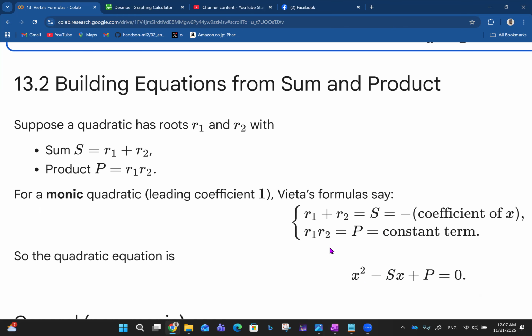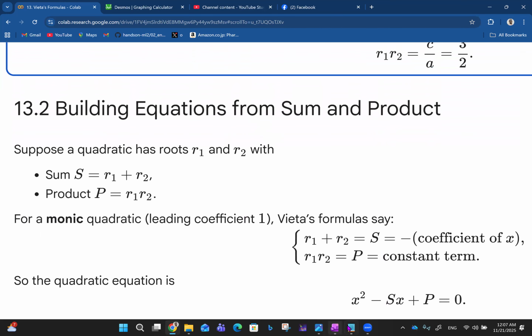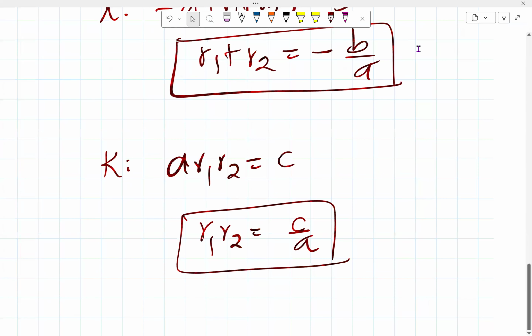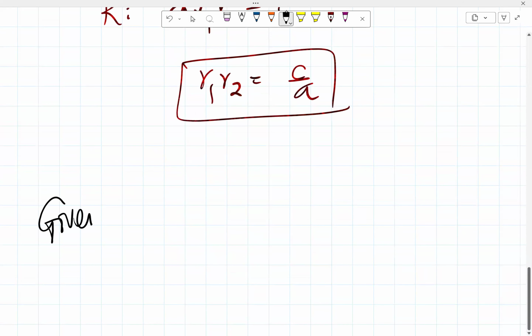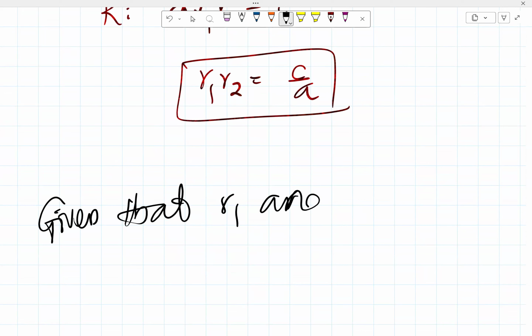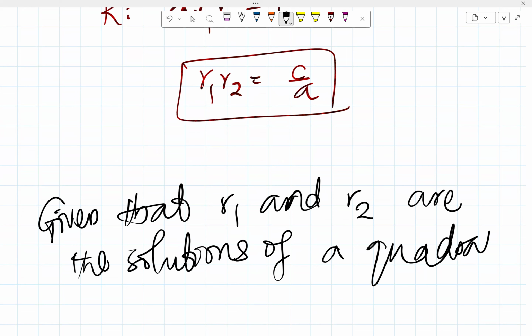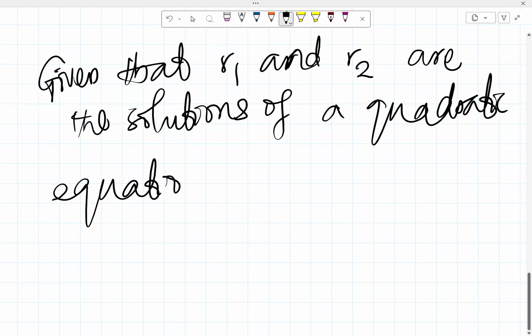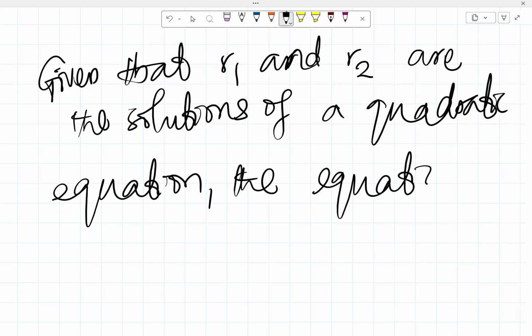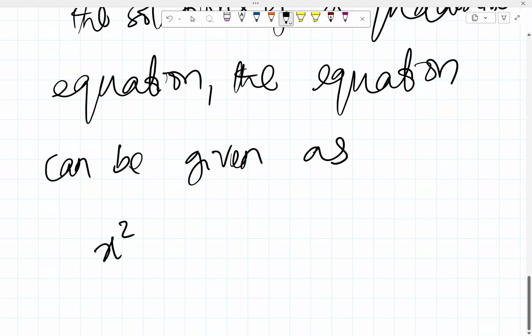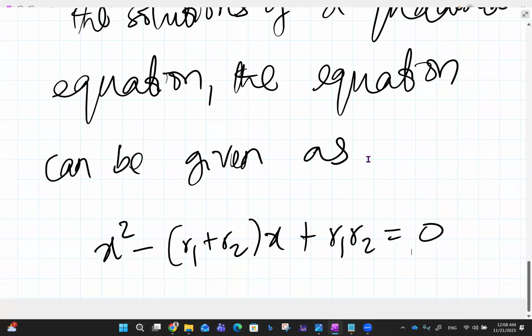So generally speaking, what we are saying is that, if I go to the worksheet, I can make this bold statement: given that R1 and R2, if you like alpha and beta, are the solutions of a quadratic equation, or if you like a polynomial, the equation can be given as x squared minus (R1 plus R2)x plus R1 R2 equals 0. We can make that bold statement in that case.